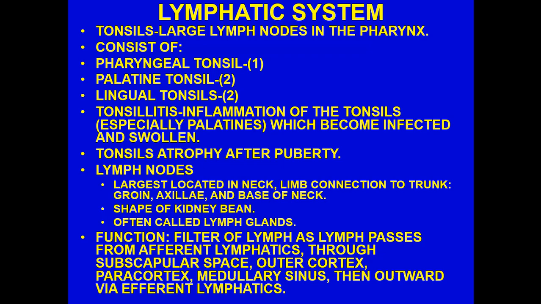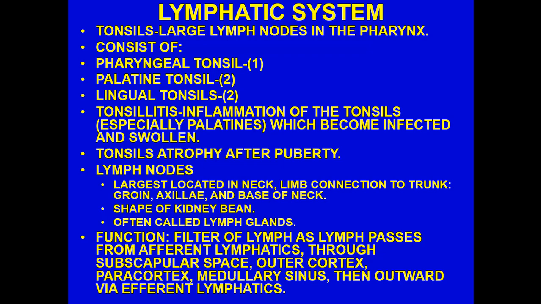Now, tonsils will atrophy after puberty. The lymph nodes, these are the largest, are located in the neck, in the limb connection to the trunk. So what we're talking about is the areas of the groin, the axillae, and the base of the neck. Lymph nodes are slightly different in that they are kind of kidney bean shaped. They're often called lymph glands. The function of lymph nodes is to filter lymph as the lymph passes from the afferent lymphatics.